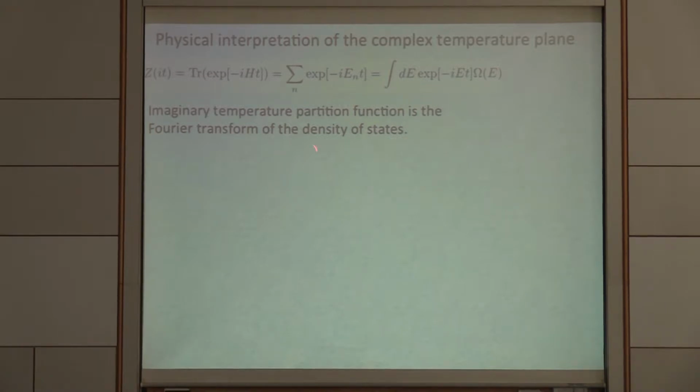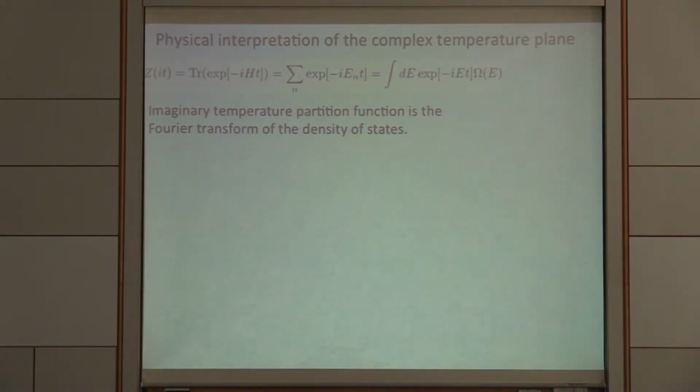So let's look now at the imaginary time partition function, Z of just it. Well, by construction, it's just the trace of e to the minus iHt. That's the definition, right? So now we can write the trace in any basis, but let's just go to the basis of the Hamiltonian. Then this trace is particularly simple, and it's just a sum of these oscillating exponents.